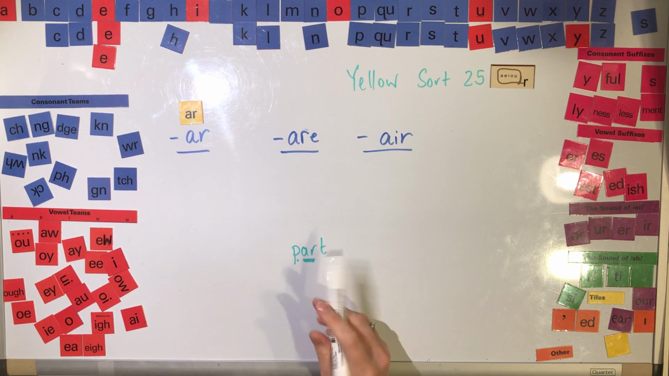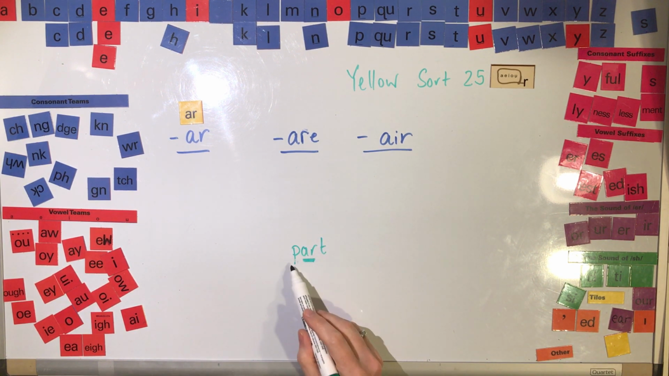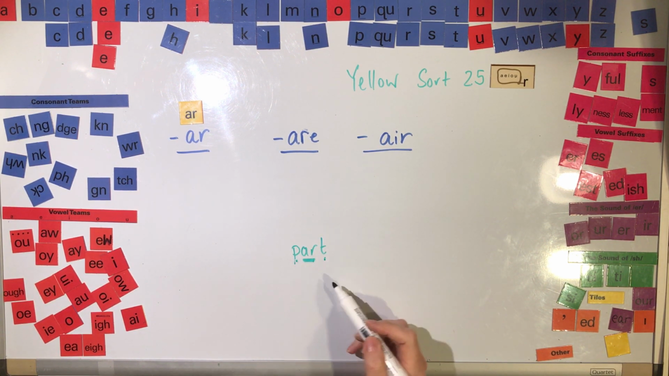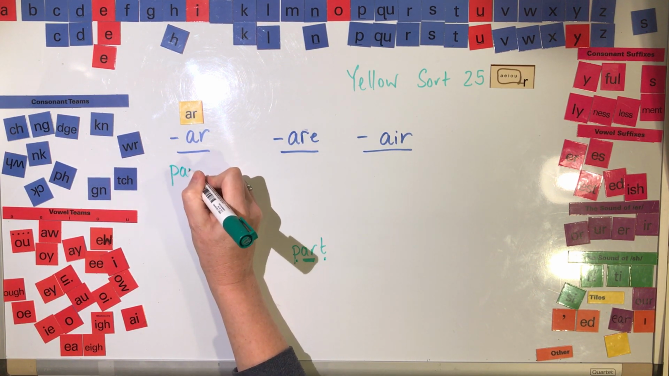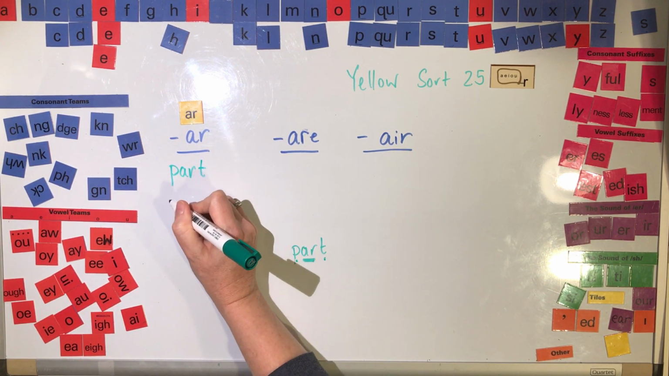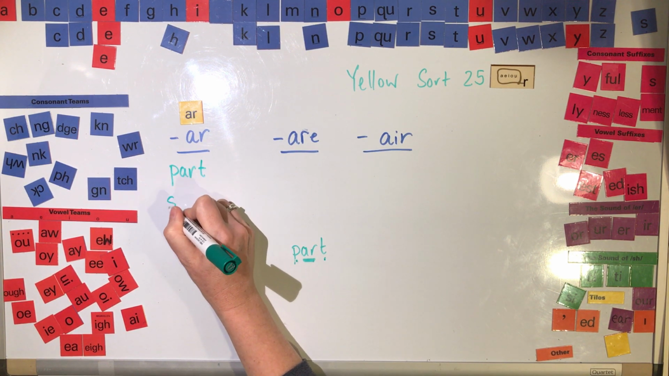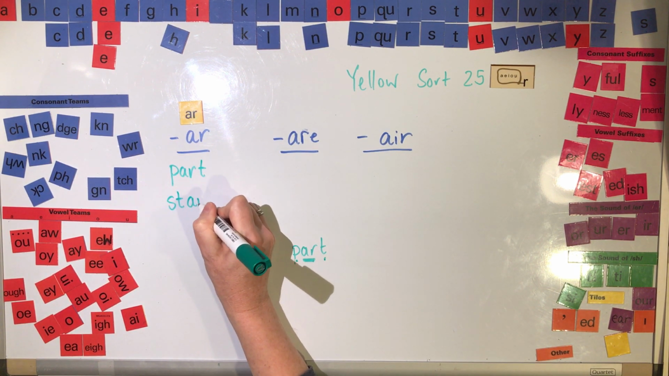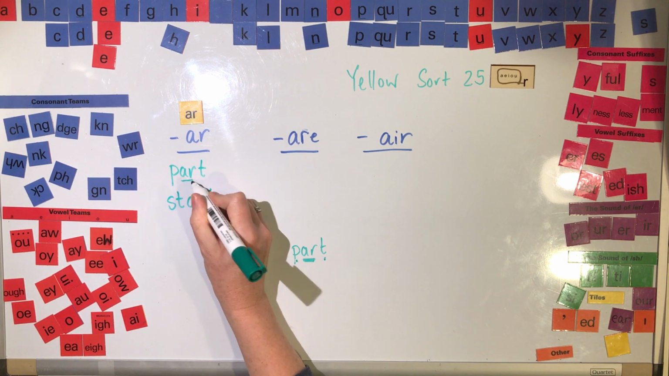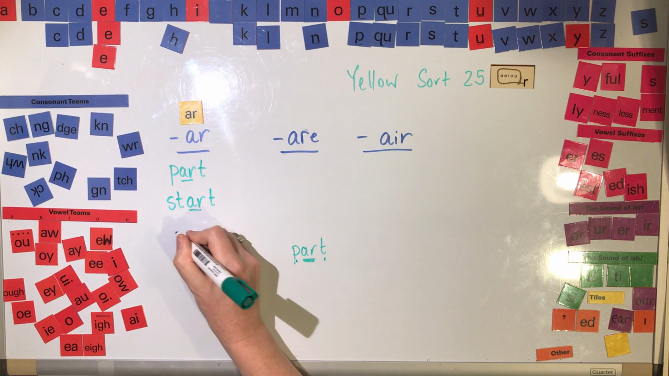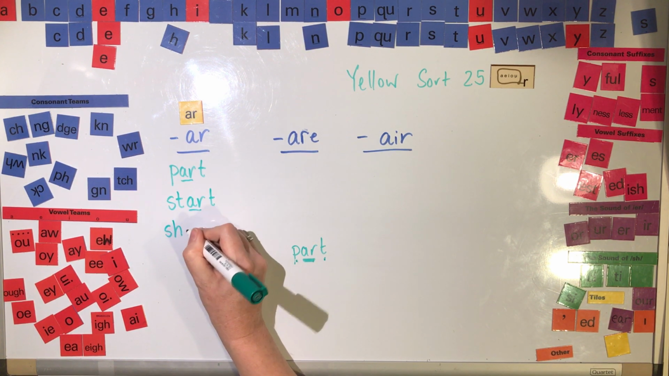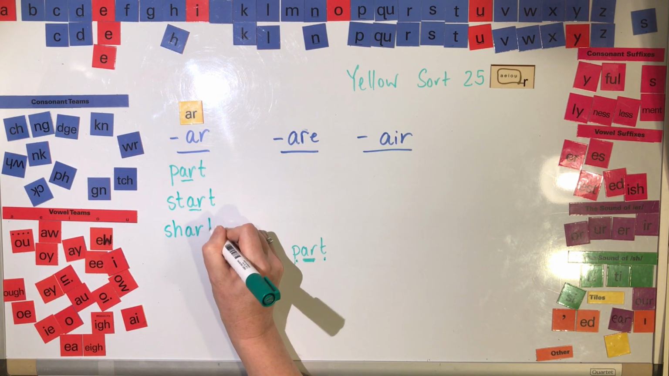So, a digraph, because it's got two, remember. P, R, T. So hopefully you can see that that word belongs under here. And we've got words like start, st, R, T. You can see that R sound. We've got another word, shark, sh, R, k.